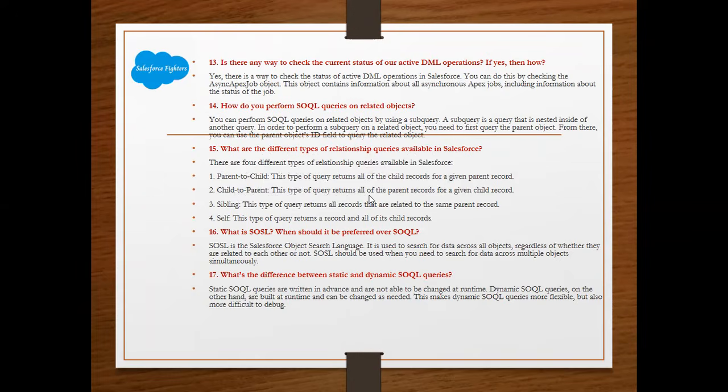This type of query returns all of the parent's records for the given child's records. Third, similarly, the type of the query returns all records that are related to some parent's children. Fourth, self. This type of query returns the records and all of the child's records.